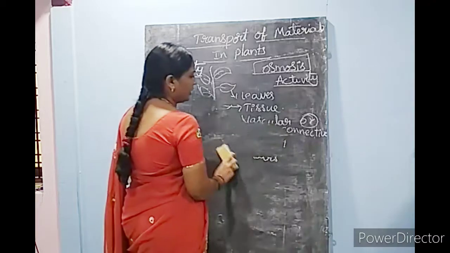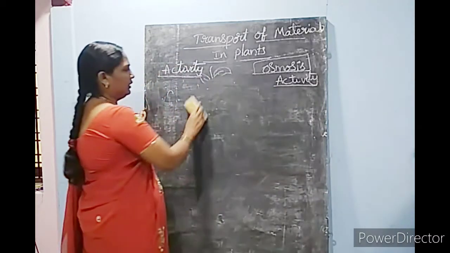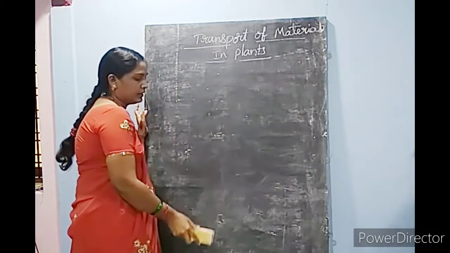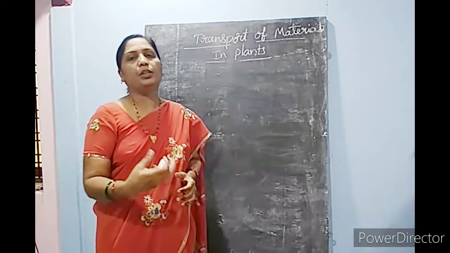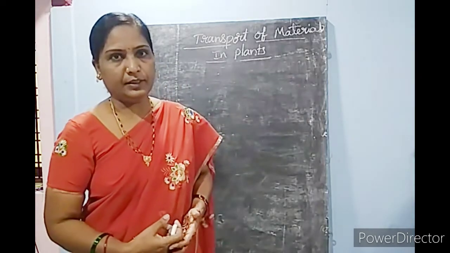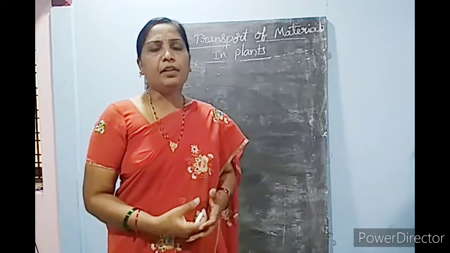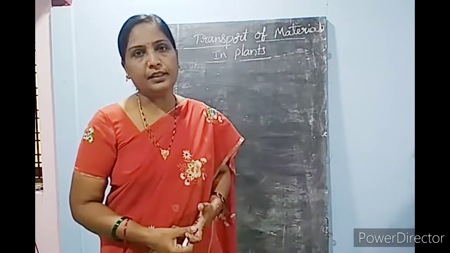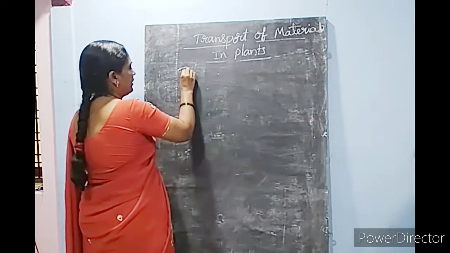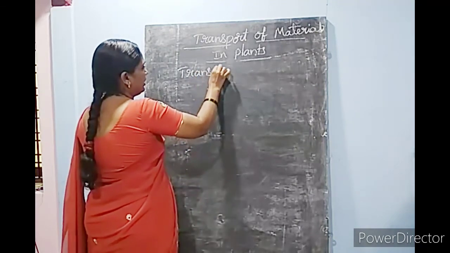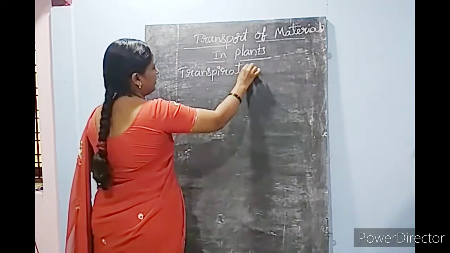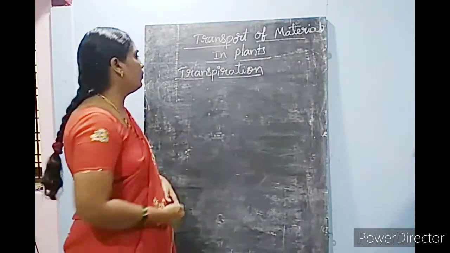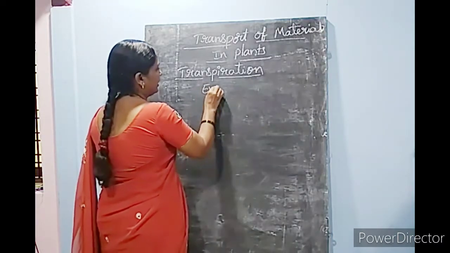With the help of osmosis, the root hairs are absorbing the water from soil particles and conducting water to the different parts of the plant. Along with this, the other process is also taking place in plants, that is transpiration. Transpiration is another process which is taking place in plants. Transpiration means evaporation of excess water from plants.